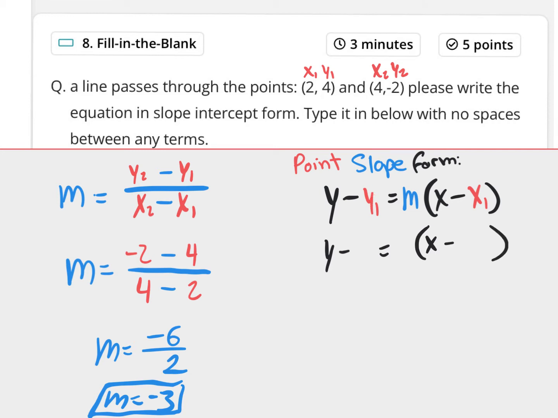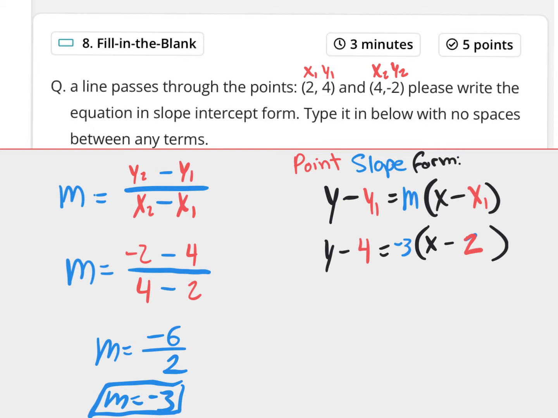What is your y1 value? That one says y2, so let's stay true to what we labeled. Y1 is 4, so we put a 4 right there. The m value is right here. And what is the m value? We found out that the m value was -3, so we plug in a -3 right there. And last but not least, we need an x1 value right here. Our x1 value is 2, so put a 2 right in there. And that is our point-slope form equation.